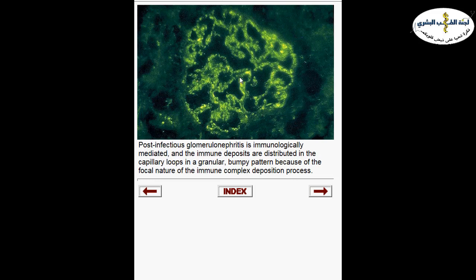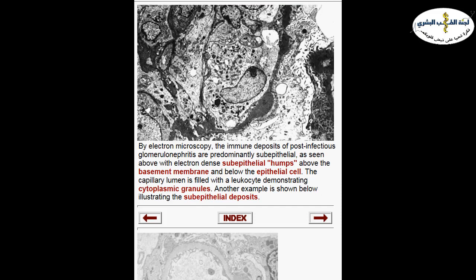Sometimes we have linear positivity in other diseases, but in this disease, it is a granular basement membrane positivity. Now again, we can see the deposits under electron microscopy. This is actually the capillary loop. In this capillary loop, we have a neutrophil occupying the space of the capillary loop. This is the nucleus of the neutrophil.